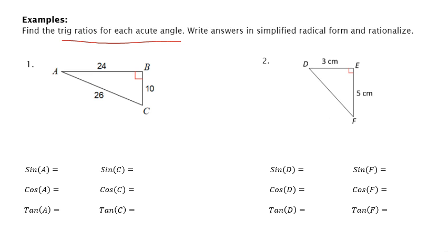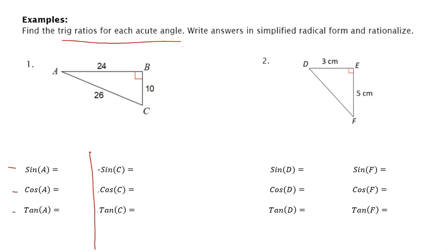So we don't want any decimals, any radicals that are in the denominator. All of our answers should be fractions, and they should all be rationalized. So for example 1, you're going to see, even though these look like the same problem, this is actually two different problems. One is asking for sine, cosine, and tangent for angle A, and the other one's asking for angle C. So we're going to start with just angle A.